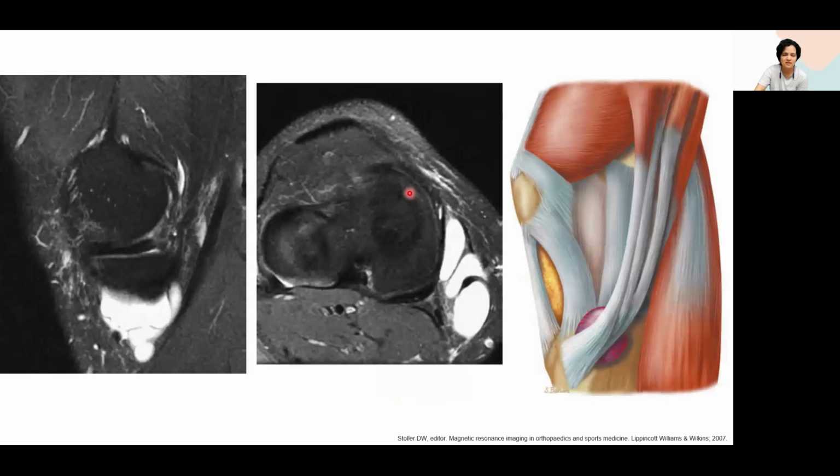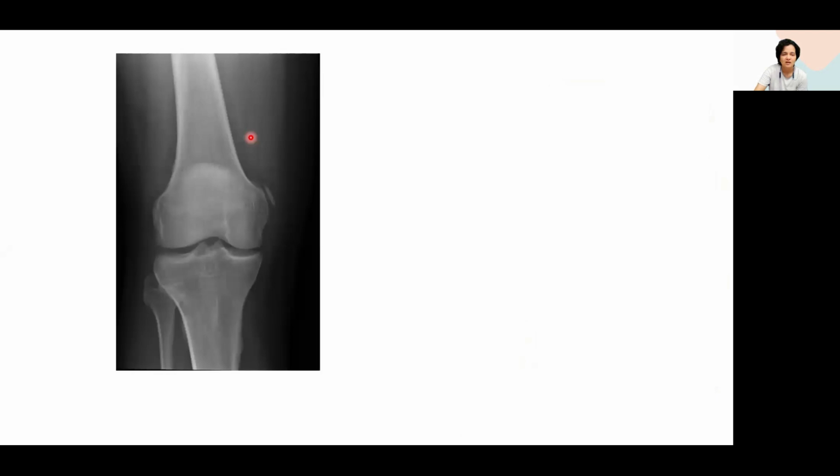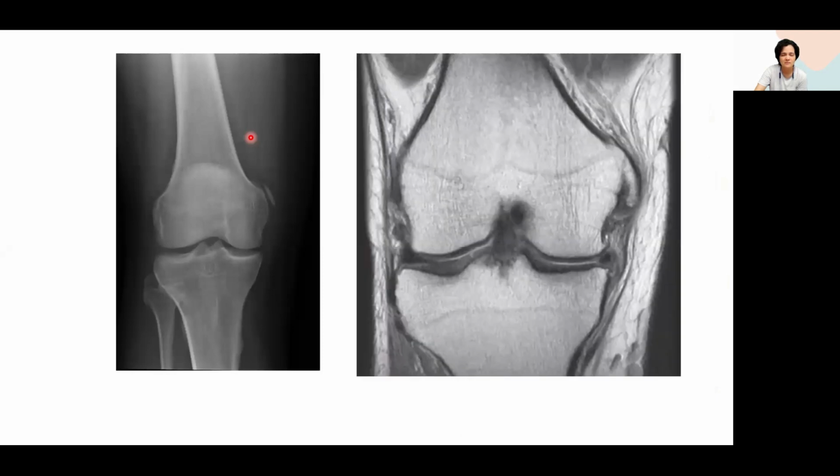This is the image showing pes anserine bursitis, which is basically bursal distension in relation to the pes anserine tendons. And it appears similar to the feet of a goose. We can also see calcification at the femoral attachment site of the medial collateral ligament, and this is known as Pellegrini-Stieda lesion.